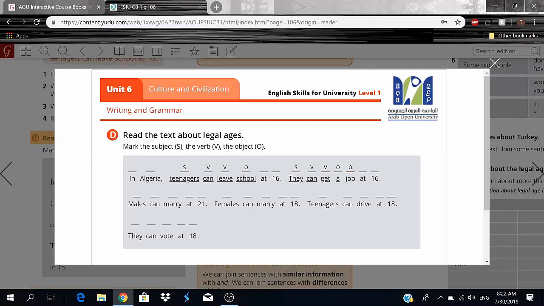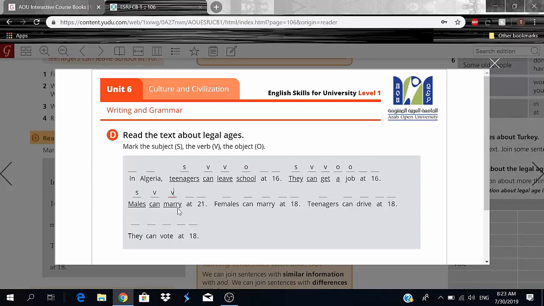Here we go again. Males can marry at 21. Males will be the subject. And notice how, I told you guys often the subject is people. Okay? So here we have good cases. So teenagers, they, and males. So S as in subject, can marry will be the verb. And at 21, actually, we don't have an object here. You guys notice this? For a second I was like, where's the object? But turns out here we don't have the object. So males can marry at 21. This is a sentence that has only the verb, doesn't have the object.